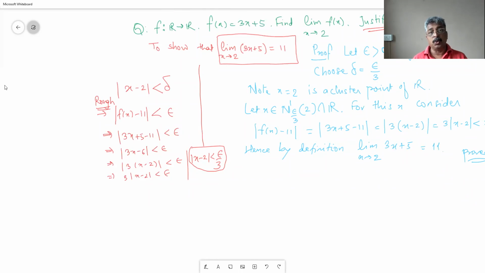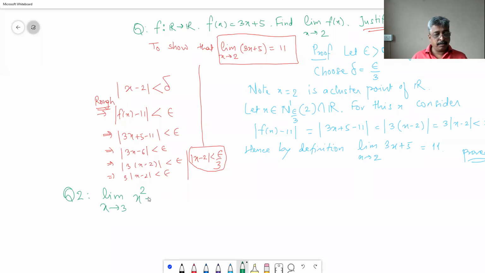Question number 2. Limit as x tends to 3 of x square plus 6 is equal to 15. Prove.